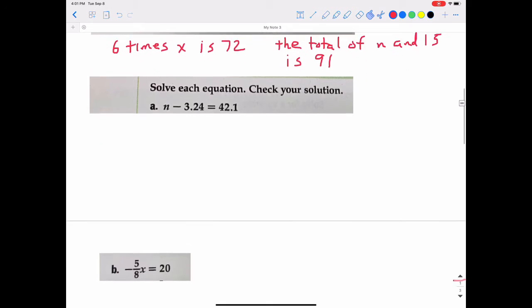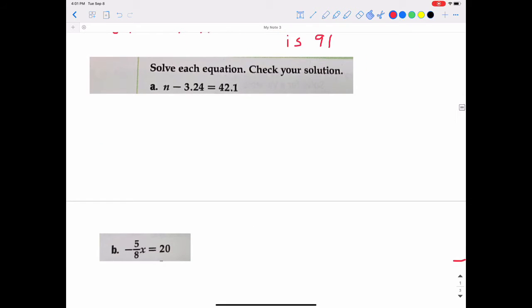Then we get to the meat of it, which is solving equations. And that's what we do a lot of, is trying to figure out what the variable equals. So remember on an equation that you've got to keep things balanced. Whatever you do on one side of the equation, you've got to do the same thing on the other side. To solve this equation, we will add 3.24 to both sides. And you would get n equal to, and then these would cancel each other out, and you would get 45.34.